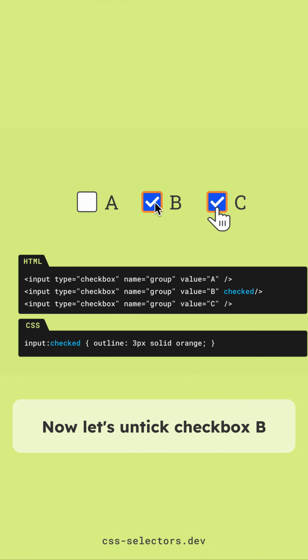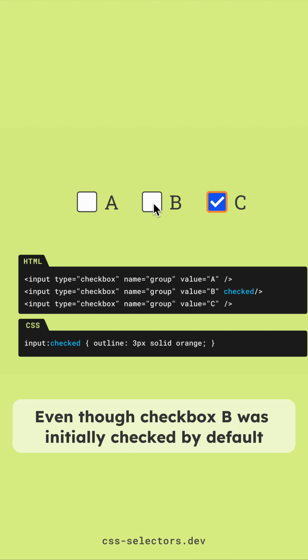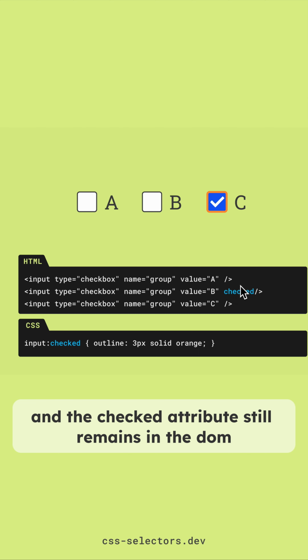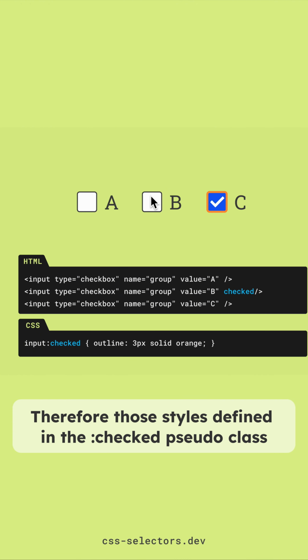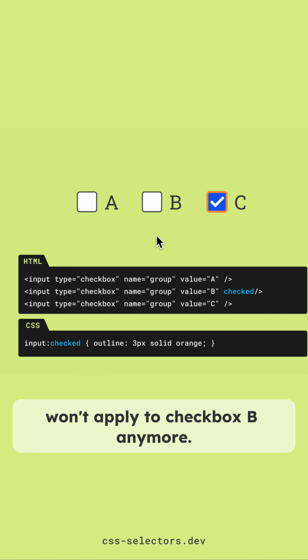Now, let's untick checkbox B. Even though checkbox B was initially checked by default and the checked attribute still remains in the DOM, the actual current state of checkbox B is off now. Therefore, the styles defined in the checked pseudo-class won't apply to checkbox B anymore.